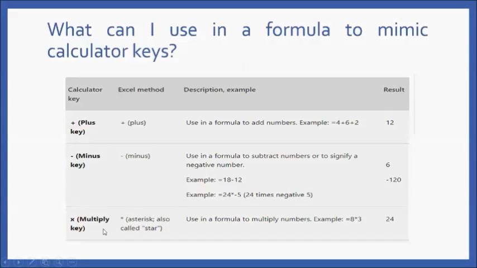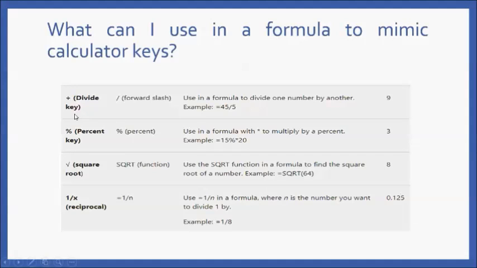Then we have the multiply key, or the asterisk, also called a star, used in a formula to multiply numbers. So we have equal sign 8 multiplied by 3, that is equal to 24. Then we have the divide key, the forward slash, used in a formula to divide one number by another. So we have equal sign 45 divided by 5, so that is 9. Then we have the percent key used in a formula with the asterisk to multiply by a percent. So we have equal sign 15% times 20.